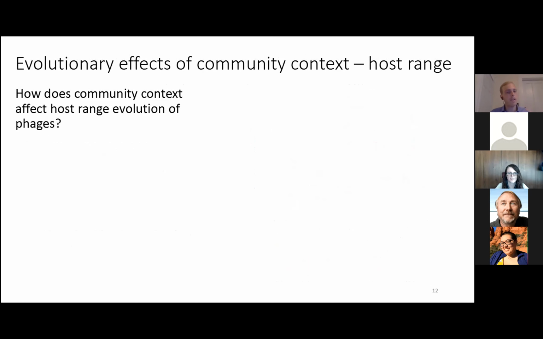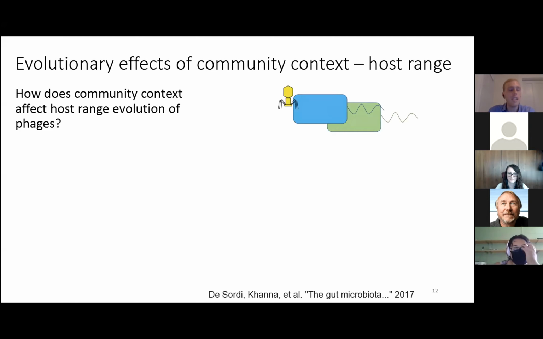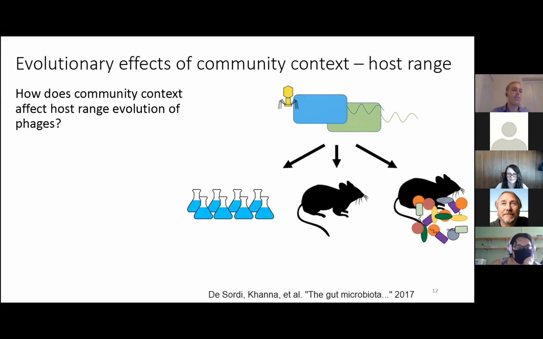So next, flipping to the other side of the evolutionary battle between phages and bacteria: how does community context affect the host range evolution of phages, in particular their ability to evolve to infect bacteria that were previously resistant? So De Sordi, Khanna et al., published in 2017, did this study where they took one phage, one susceptible bacteria, and one initially resistant bacteria, and then they inoculated them into flasks, sterile mice, or mice with an intact microbiome. And then they checked for when the phage would evolve to infect this initially resistant bacterial strain.